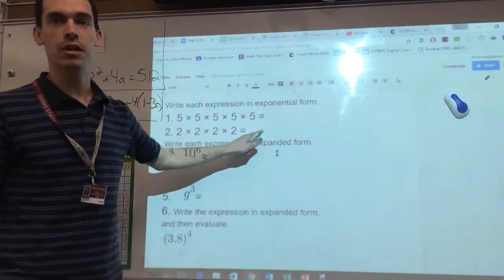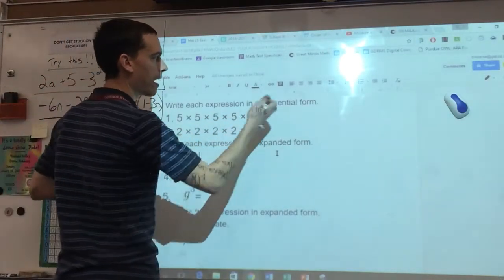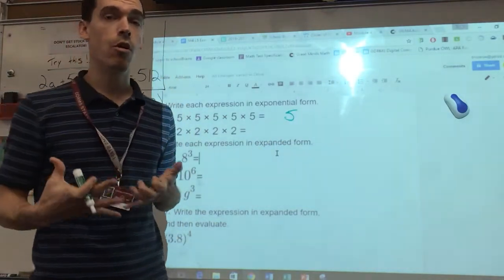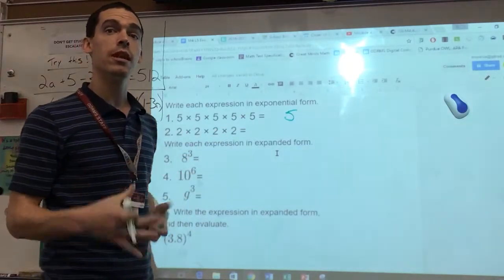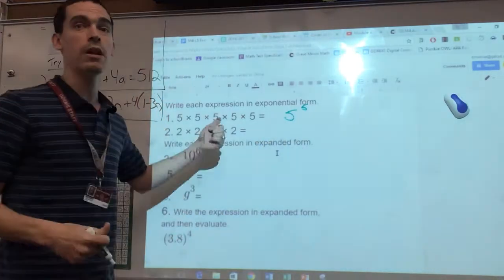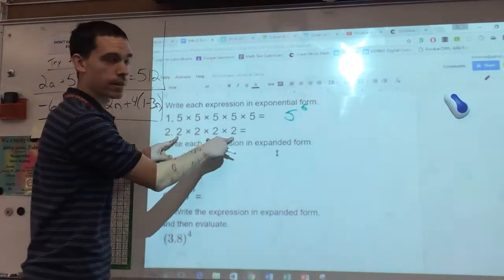Well, how many 5s do we see here? This is all the same number. There are 1, 2, 3, 4, 5 5s. So we have our base. In exponents, our base is the number we see over and over again. And since they're multiplied, how many times do you see that? That's your exponent. So this will be 5 to the 5th power, because we have it out 5 times.